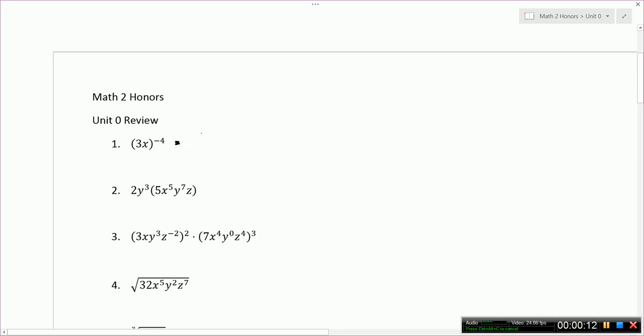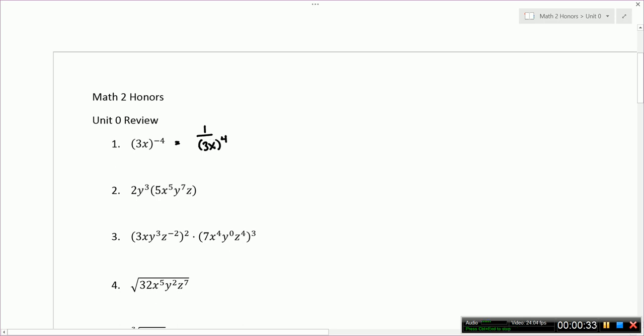First thing I'm going to do is to write the reciprocal, which is 1 over 3x to the power of positive 4. I'm getting rid of the negative exponent. The way to do that is to move the expression to the other side of the fraction.